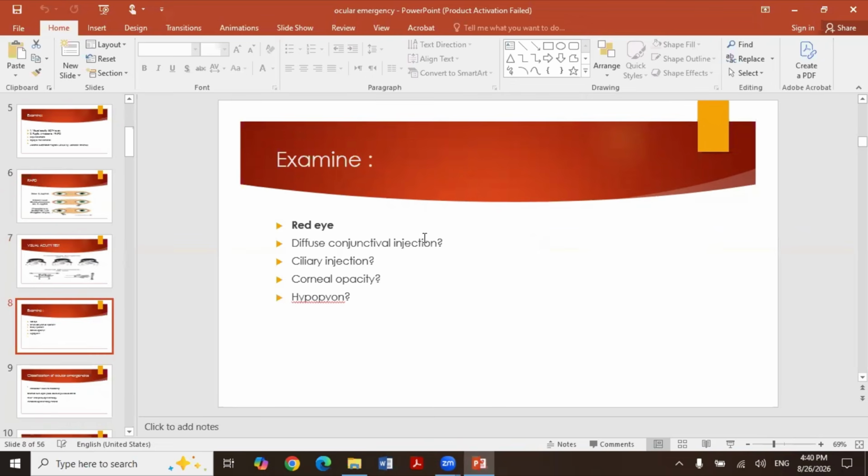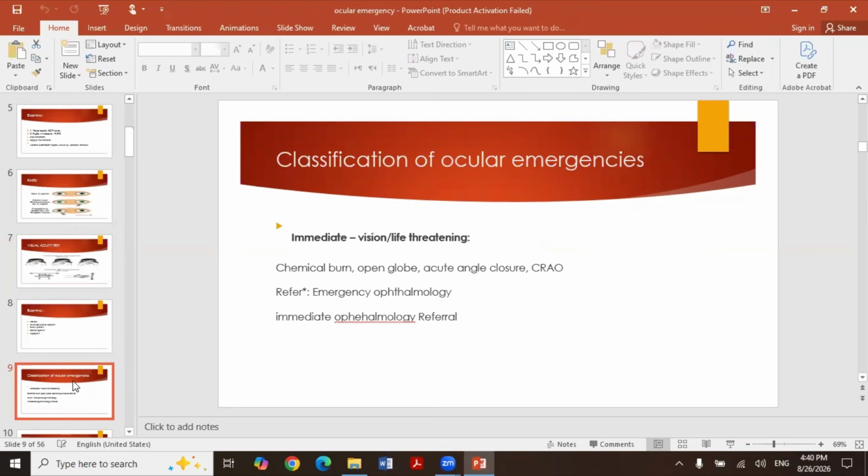We should examine if there is red eye, and whether this red eye is diffuse, with conjunctival injection all over, or only around the cornea. We call it ciliary injection, and it's associated with corneal opacity or hypopyon or not. This is by outside look.